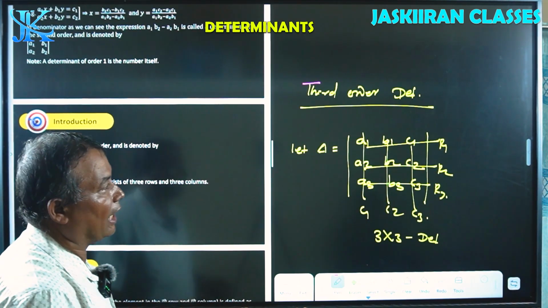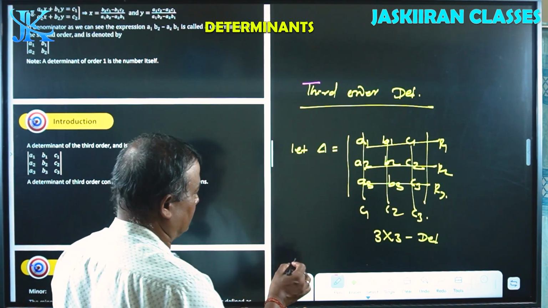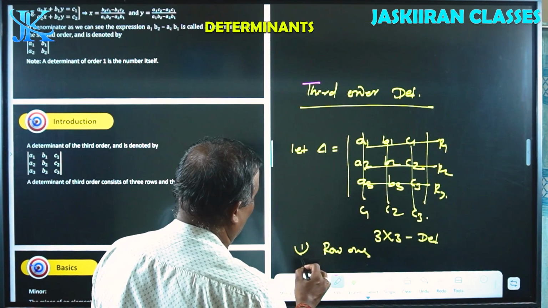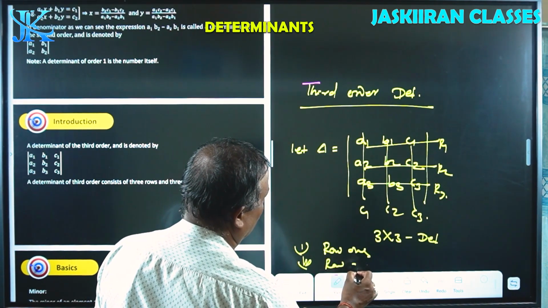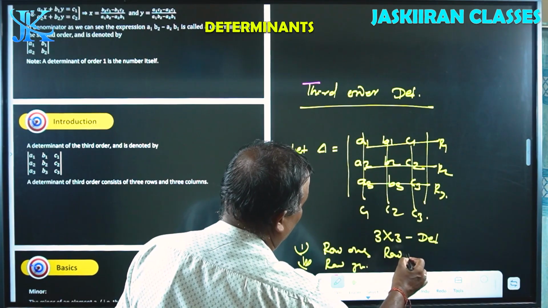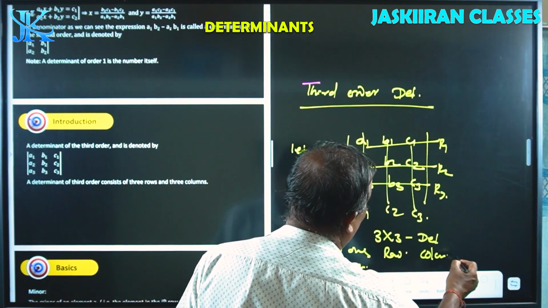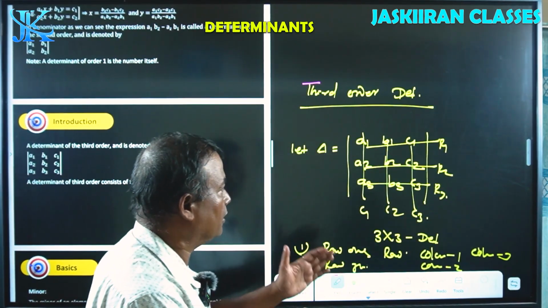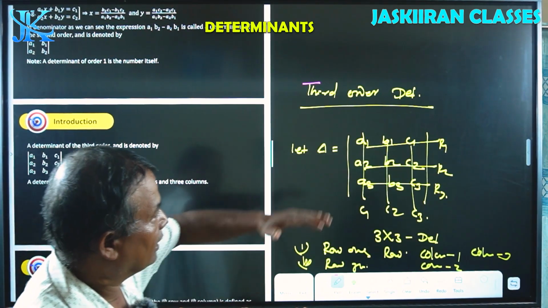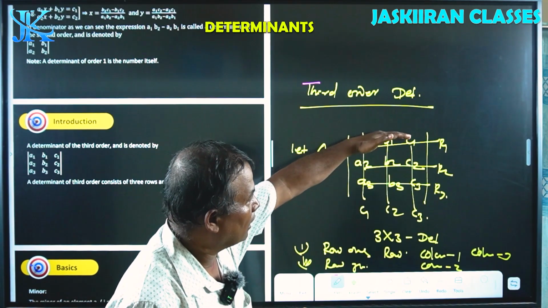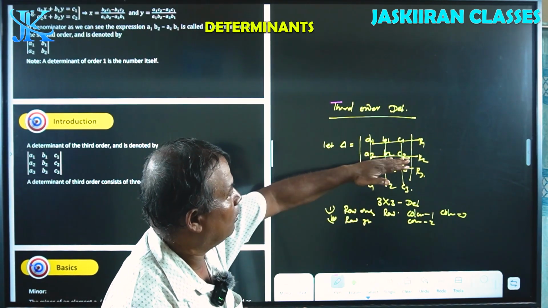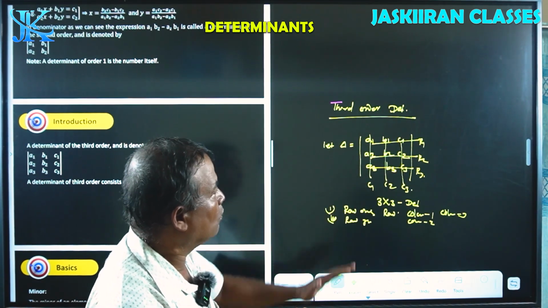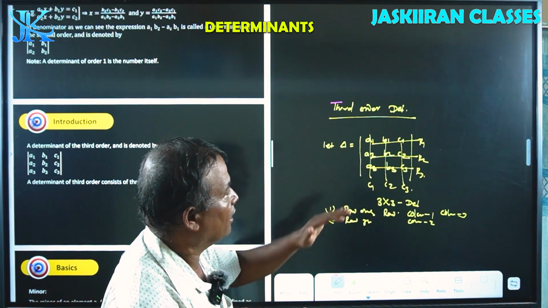Third order determinants can be expanded in 6 ways. One is row 1, row 2, row 3, or column 1, column 2, or column 3. So the third order determinant can be expanded in 6 ways: along R1, R2, R3, and similarly column 1, column 2, or column 3. How do we get the result? Let's discuss one by one.